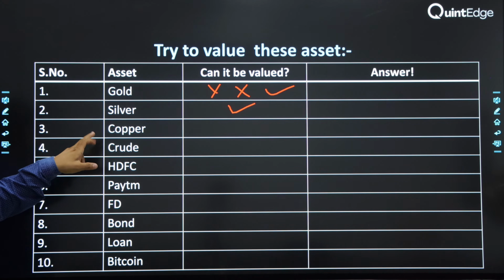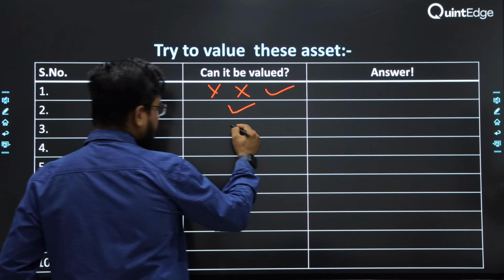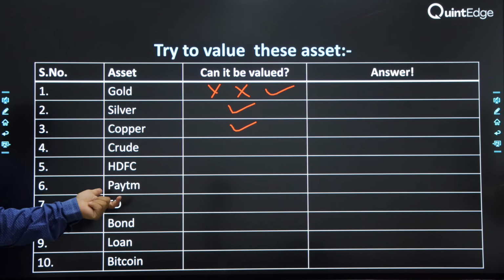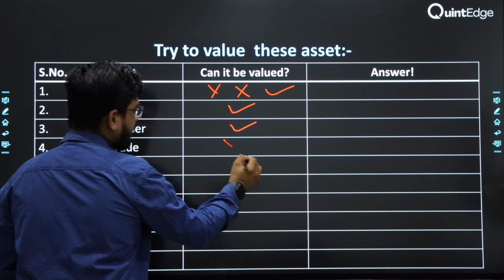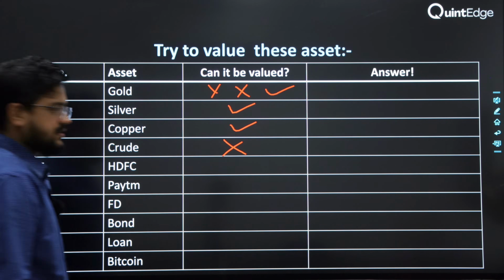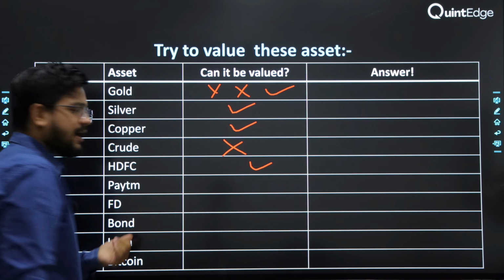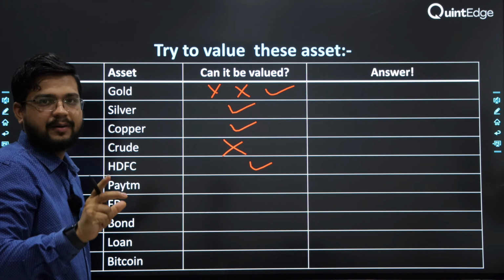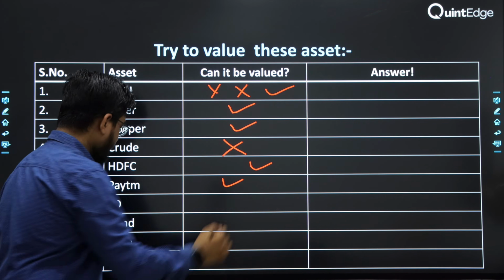Copper. Gold, silver can be valued, so copper could also be valued, sir. Crude. Crude oil, I mean to say. No, crude cannot be valued, sir. HDFC, the bank. Yes, sir, this can definitely be valued. I have seen its shares trading. Paytm, like the Paytm company, right? It can be valued. Okay.